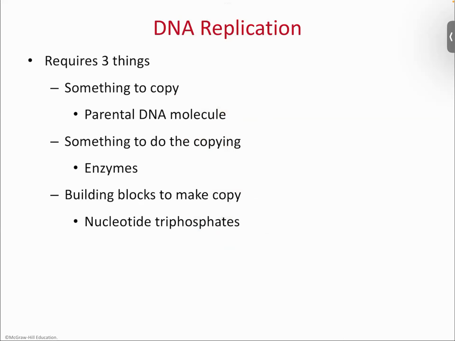Okay. So let's take a look at the mechanism of replication. A couple of things you're going to need, right? Obviously, you need something to copy. That immediately eliminates the conservative model, right? So you need some sort of information. You need DNA in order to be able to copy it. Otherwise, it's not replication, is it? It's creation, right? That's the problem with the conservative model.